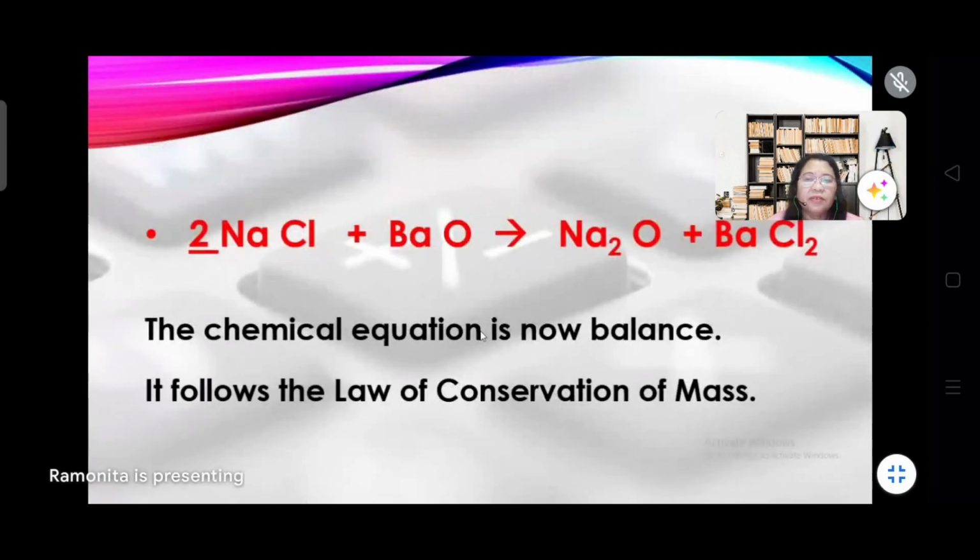Okay, so the said equation is already balanced. So as we can say, the chemical equation is now balanced. It follows the law of conservation of mass.